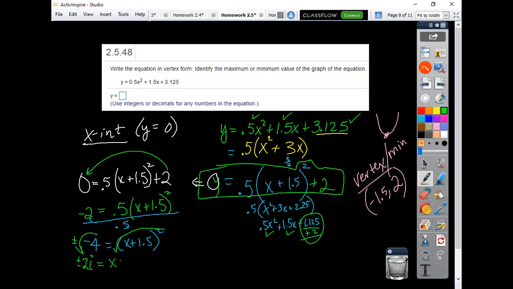And then I've got this x plus 1.5. I got to subtract that 1.5 over to the other side. I've got a negative 1.5 plus or minus 2i. You might have to write those separately with a comma between. This problem doesn't ask for it, but there is how I would get my x-intercepts if it were asked from the vertex form or the completed square form from 2.5.48. Algebra 2 Math Excel homework.